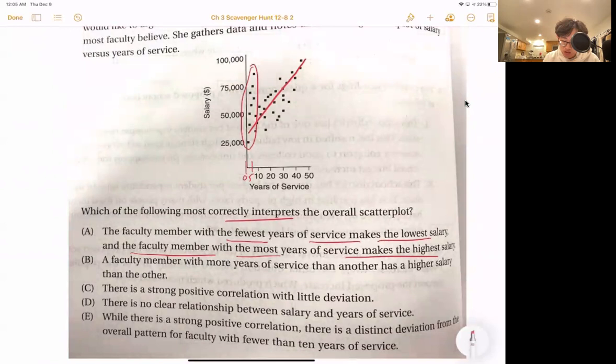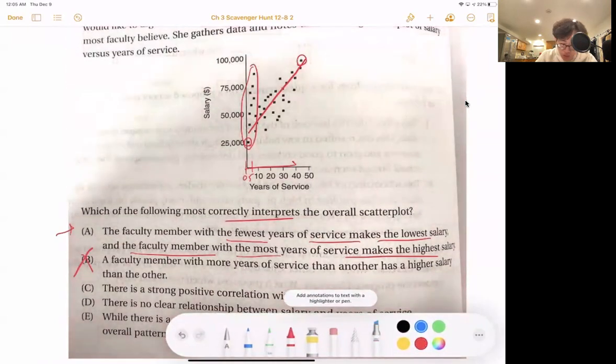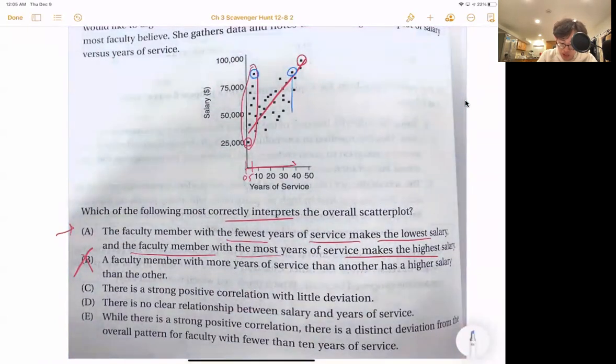First of all, the fewest years of service, right here, I feel like it could be this one. Technically that's it, and the highest salary goes with the highest amount of years of service. You might make an argument for A, but I'm going to leave A alone for now and go through everything. B: a faculty member with more years of service than another has a higher salary. This is clearly not true. Compare this point and this one: this person had 40 years of service and this person only about 10, but their salary is about the same. So more years, more salary, is not true.